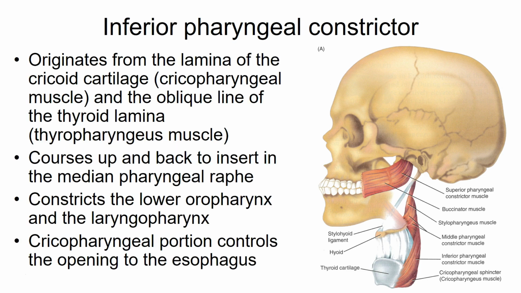The inferior pharyngeal constrictor originates from the lamina of the cricoid cartilage and the oblique line of the thyroid lamina. This muscle is divided into two parts, one called the cricopharyngeal muscle and one called the thyropharyngeal or thyropharyngeus muscle. These muscles course upward and backward to insert into the median pharyngeal raphe, so they would constrict the lower oropharynx and the laryngopharynx. That cricopharyngeal part of this muscle controls the opening into the esophagus.